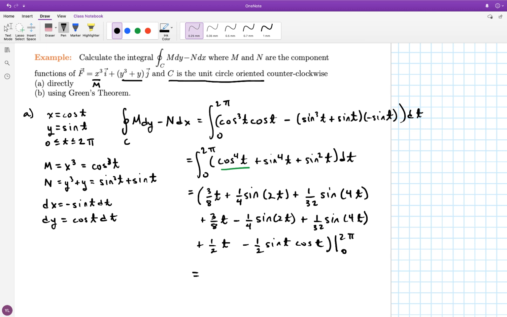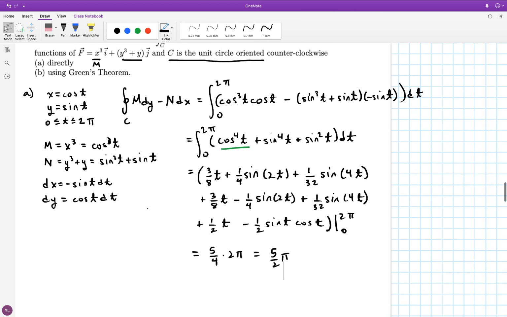All that I really have here is how many t's total do I have? I have 3/4 and a half, which is 5/4 times 2 pi minus 5/4 times 0. So I've got 5/2 pi is the value of the integral. Okay, and later in the next section, I'll make the observation that this line integral computes what's called flux of the vector field across the curve. It's basically the flow of the field across the curve.